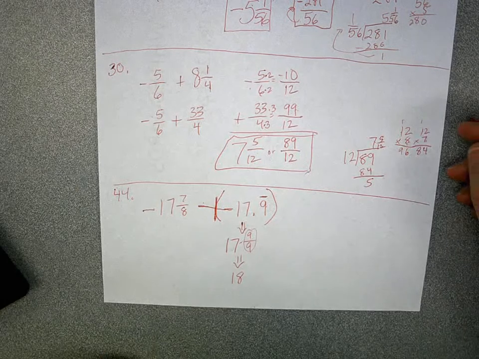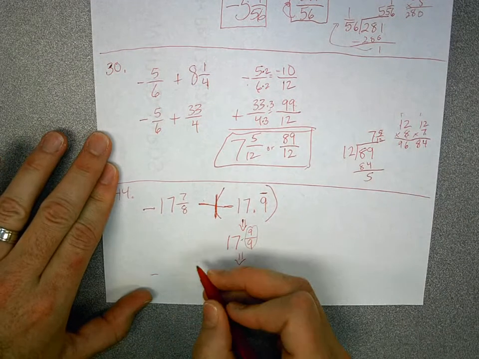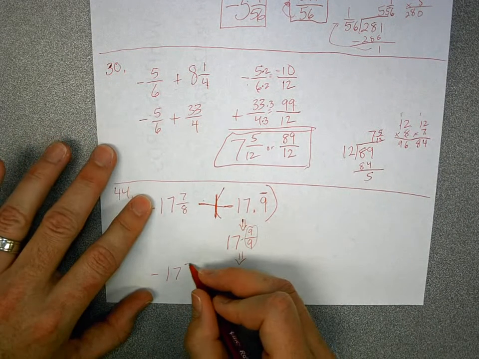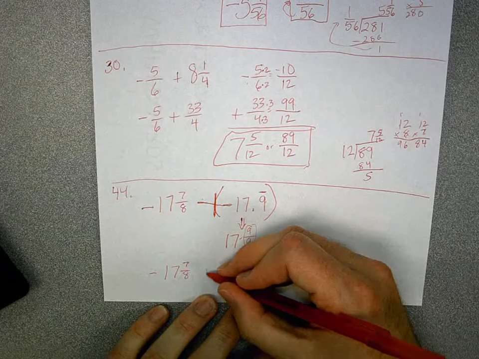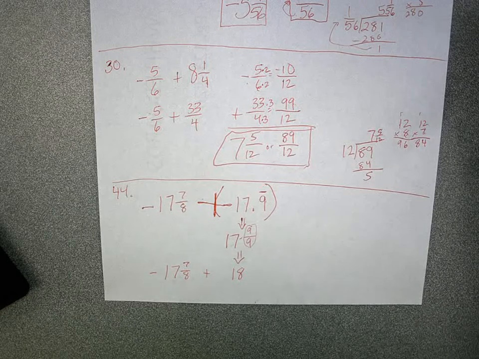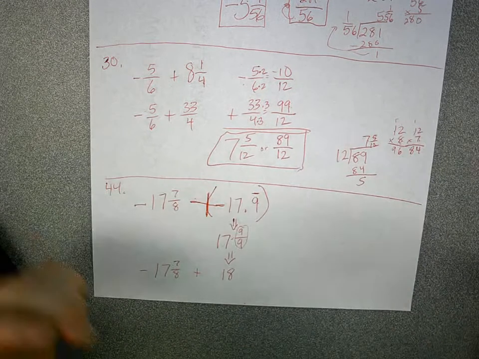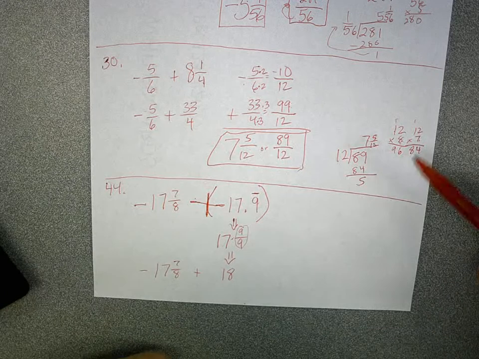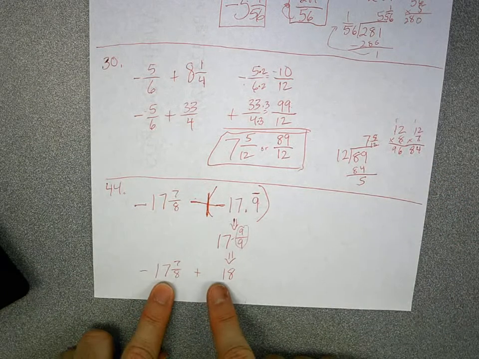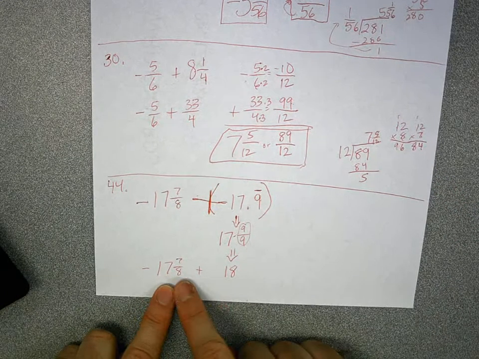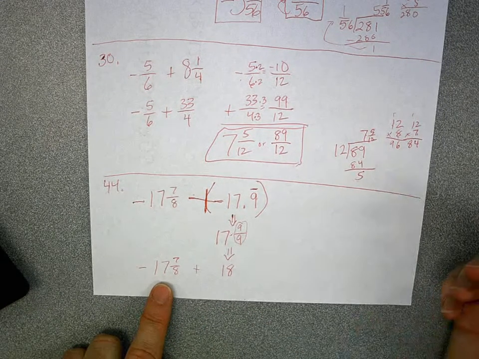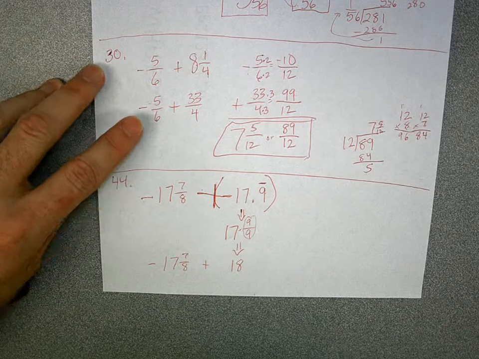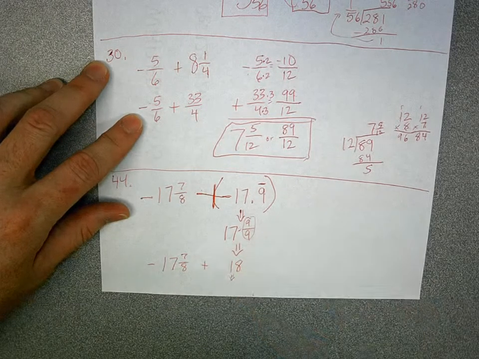So I'm going to go ahead and bring down my negative 17 7/8 plus 18. Now, there's a lot of things we can do here. I can make these into improper fractions and solve. But what I notice is they're pretty close to the same. And some of you may already look at that and say, oh, I already know what that is. And you may. So here's what I'm going to do.